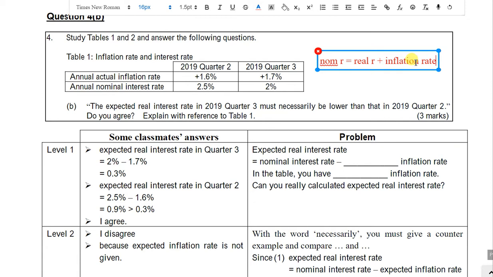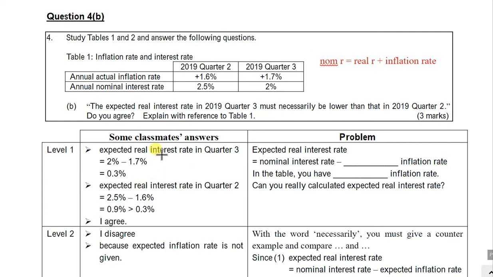And do you have these two? Yes, you have these two. You have the nominal interest rate here. You also have the inflation rate here. Then you can have 2.5 minus 1.6, and you can get the real interest rate. Somehow in quarter 3 you have 2 minus 1.7, then you can get the real interest rate. And some of you answer something like that in your mock practice. And I will call this level 1 answer.